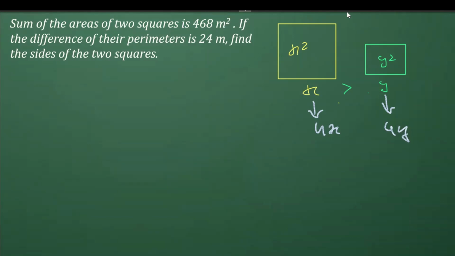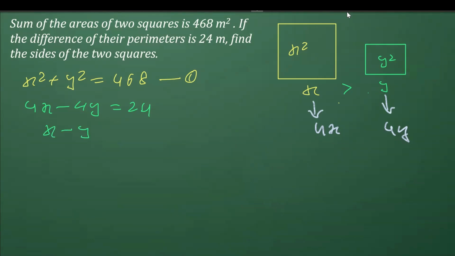Let's use the first relation over here. It says the sum of the areas of their squares. So area of the first square is x square, the other is y square, equal to 468. That's the first relation we get. And the second is, if the difference of their perimeter. So difference is what? Bigger minus smaller. So the larger perimeter is 4x minus 4y is equal to 24. The second relation. Further, I can see it can be reduced by taking 4 common.